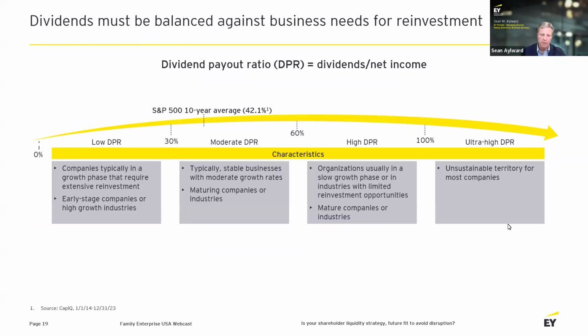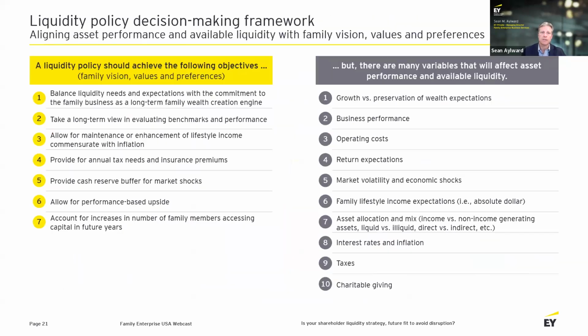So I think that brings us past these 2 slides and sort of to, now that we know both the family side's needs and the business's needs with respect to capital, thinking through the framework for purposes of designing the actual policy statement itself. So a number of things to keep in mind when sitting down to do that. First, there has to be a balancing of those needs and expectations and a commitment to the family business as a long-term family wealth creation engine, right?